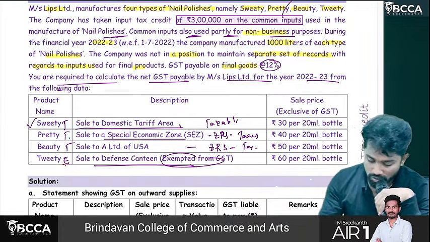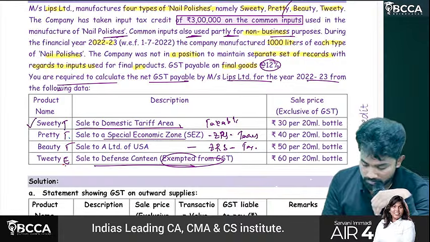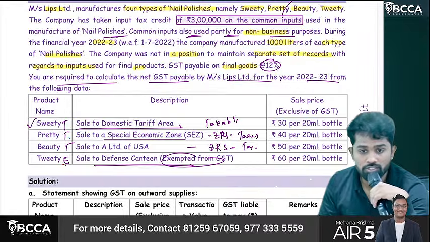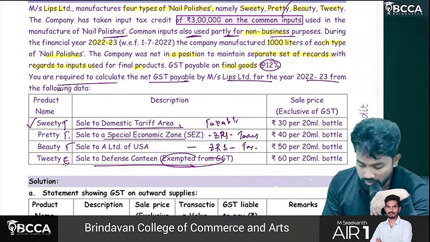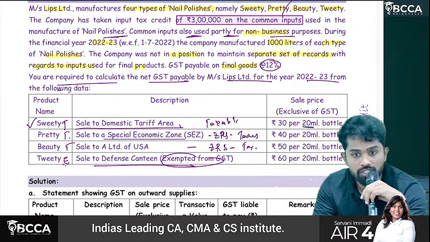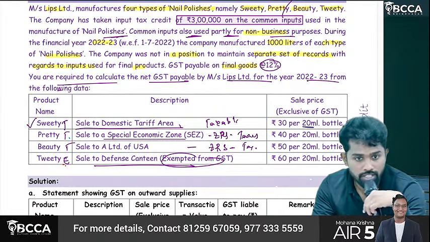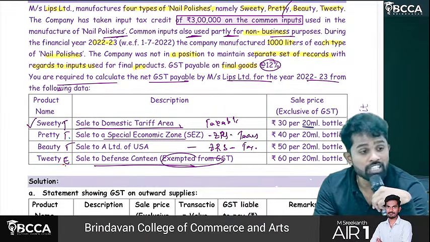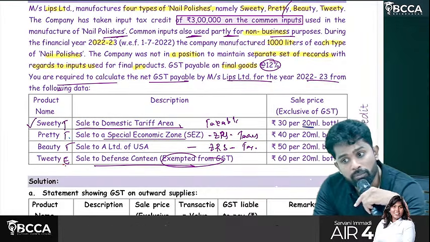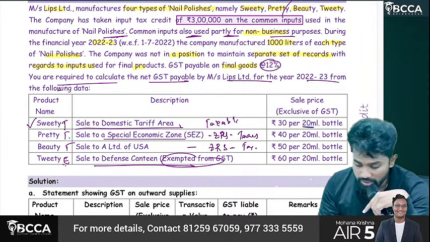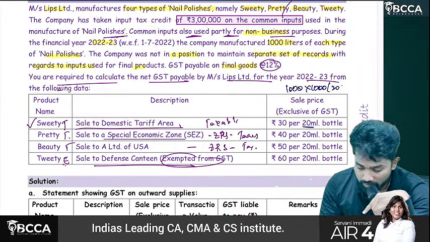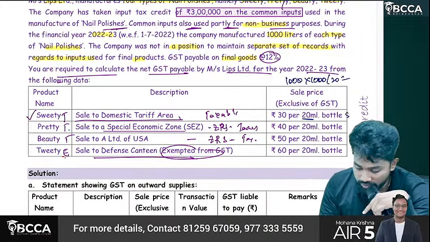Sir, first, how many bottles were sold here? Sweetie, 1000 liters, means how many bottles sold? Each bottle is 20 milliliters. Sir, 1 liter will have how many milliliters? 1000. So 1000 into 1000 divided by 20. How many? 50,000. So 50,000 bottles are sold, sir, not 50.